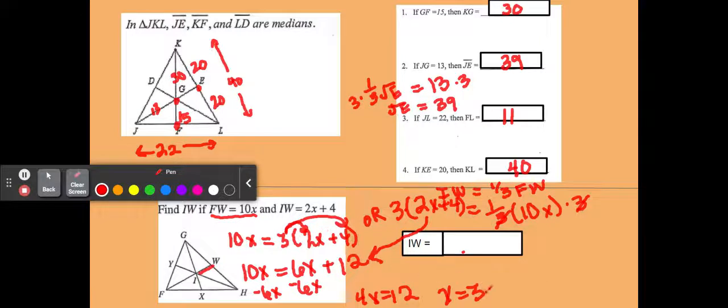So I get x equals 3, but be careful. You are trying to find IW. If I know x is 3, I can now plug that in to find IW. It'd be 2 times 3 plus 4. 6 plus 4 is 10. IW equals 10.